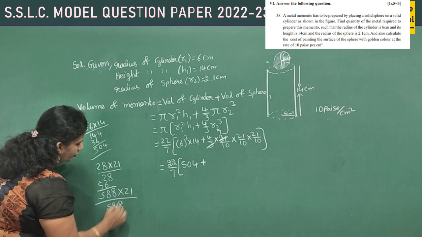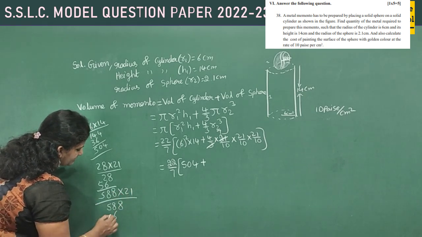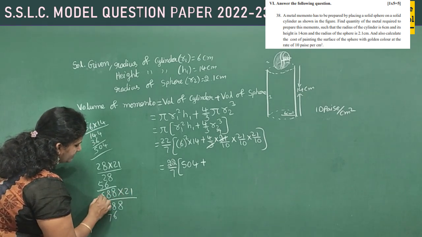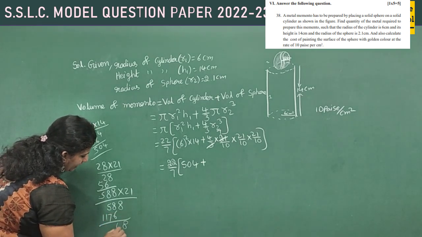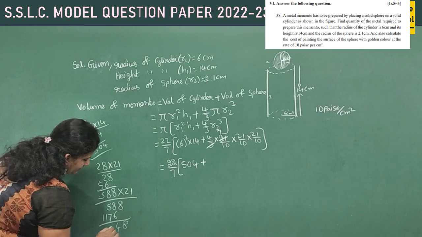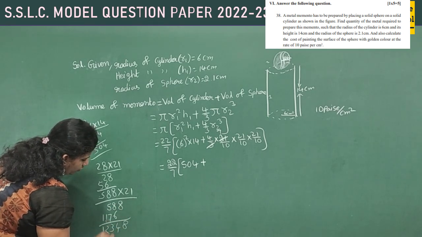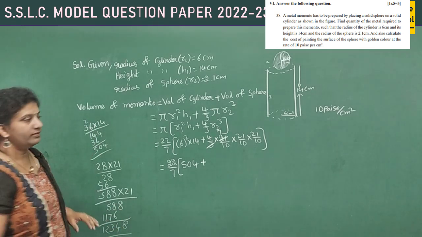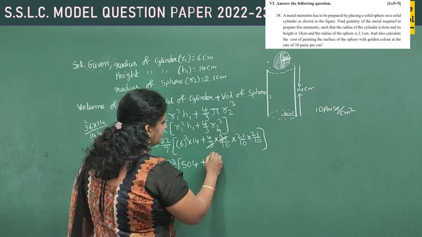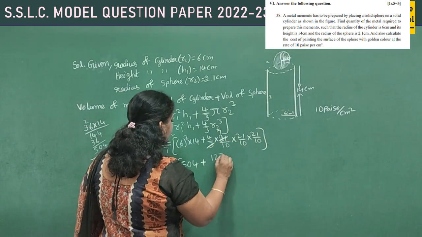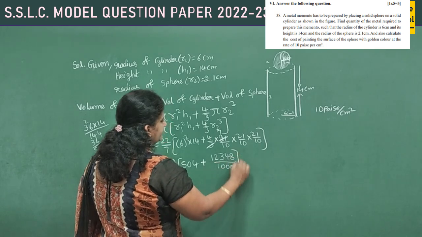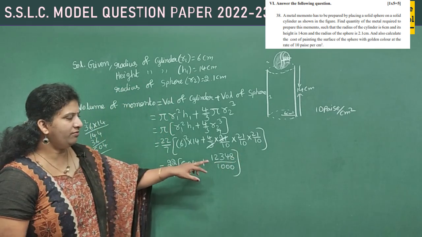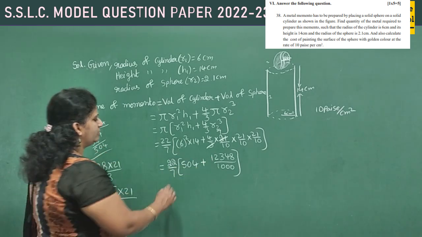Then with 2 8s are 16. 2 8s are 16. 17. 2 5s are 10. 11. 8. 14. 8 9 10. 13. 2 1 2 3 4 8. By, observe here, 1 2 3 4 8 by 1000. How much you have? By 1000.